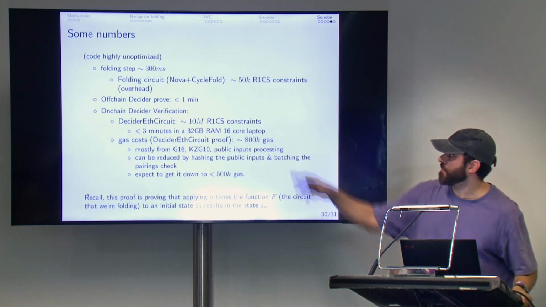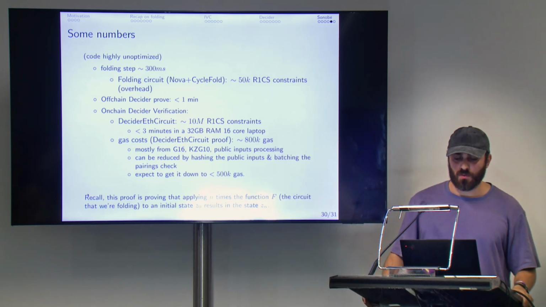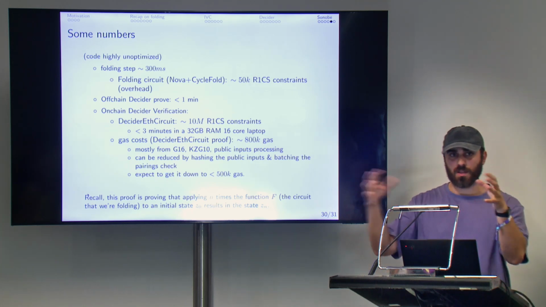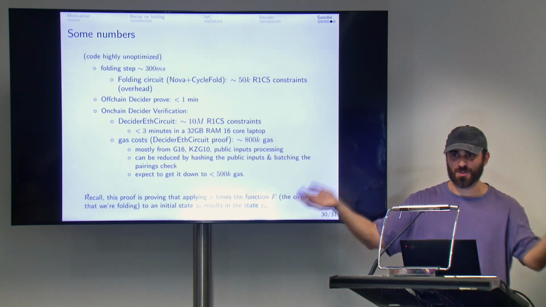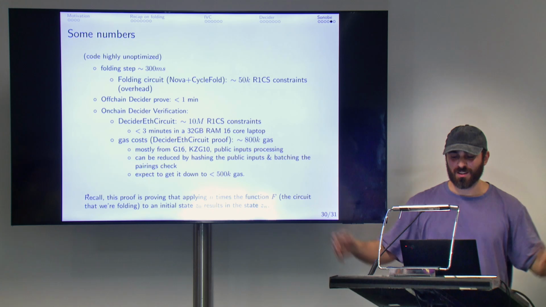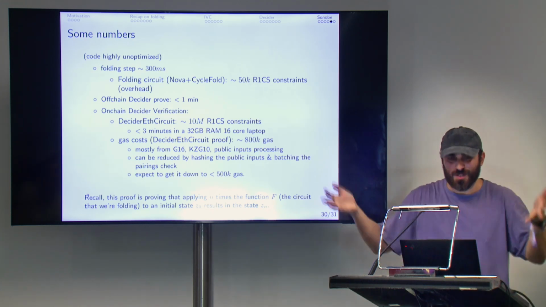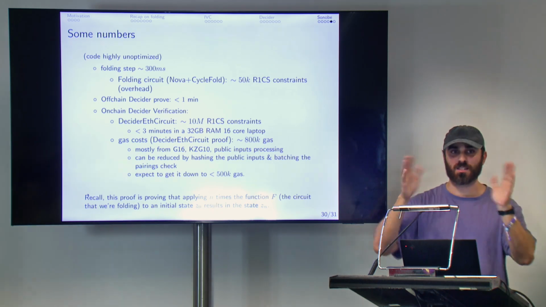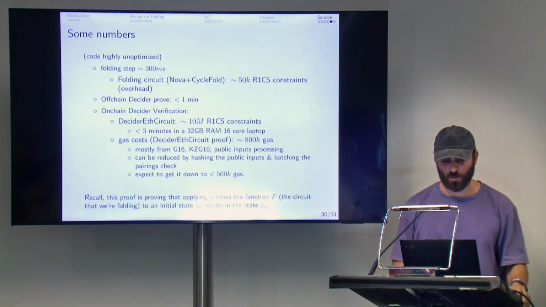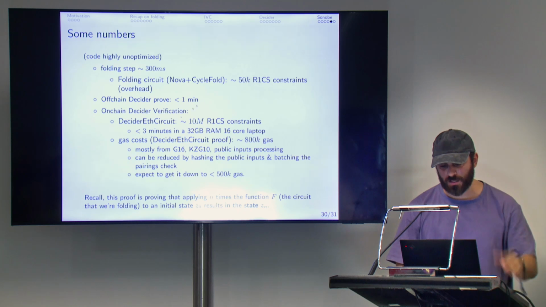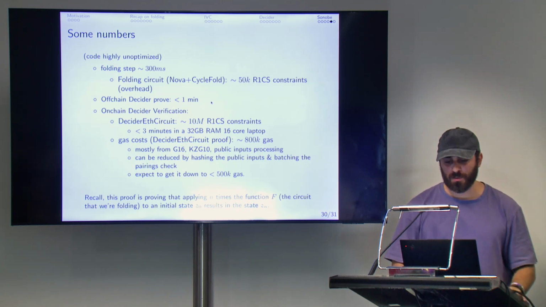which in fact is 50K. So if your circuit is 10K, the 50K of overhead takes most of the percentage of your full folding circuit. So you need to design your system in a way that this 50K is a small part of your full folding circuit. Then the off-chain decider proof, the current naive implementation, takes less than 1 minute.